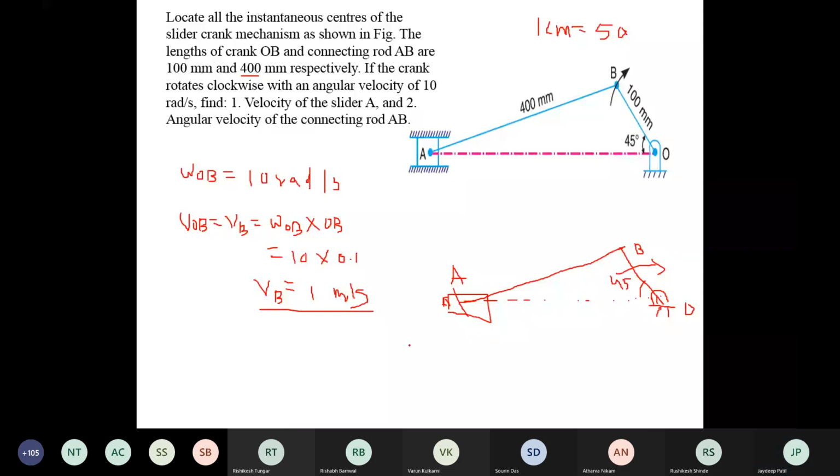OB is 0.1. Now the distance OB is given here, see in the figure, 100 mm is already given. We have to convert it into meters. We converted it into meters. Okay. Did you understand or not? Hello. Yes, sir.